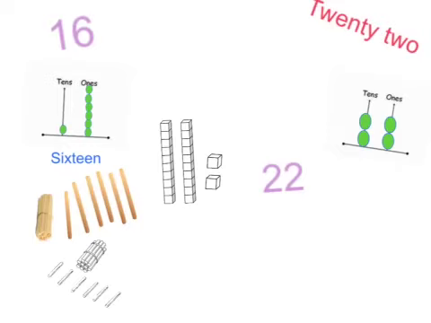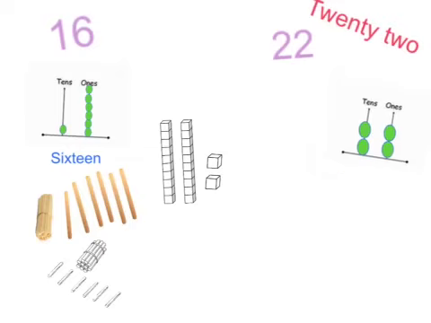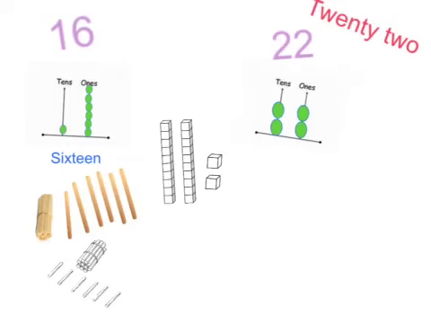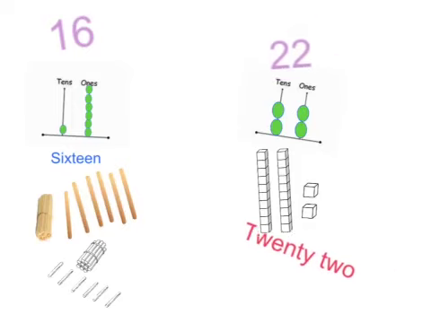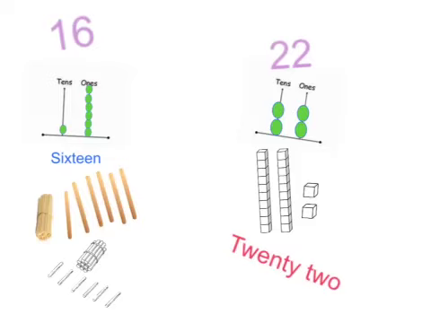So let's just check now. What ways have we shown the number 22? I've shown it with the numeral. I've shown it on an abacus. I've shown it with MABs. And I've shown the number 22 also with words. Now we should be familiar with these ways from the work that we did in our tens and ones unit. But let's just have a closer look and revise what we already know.